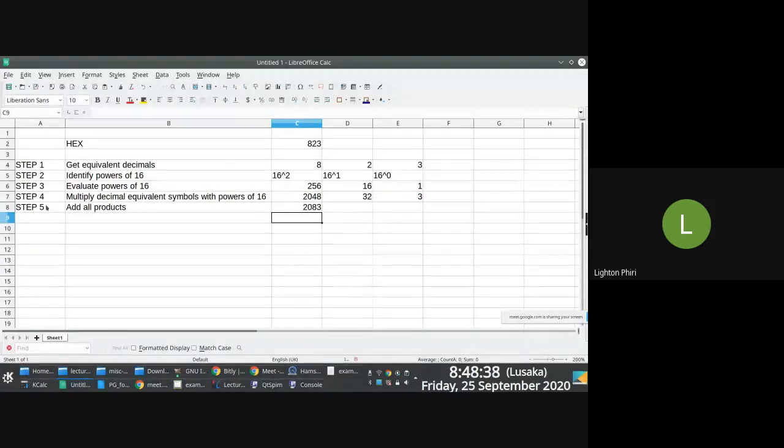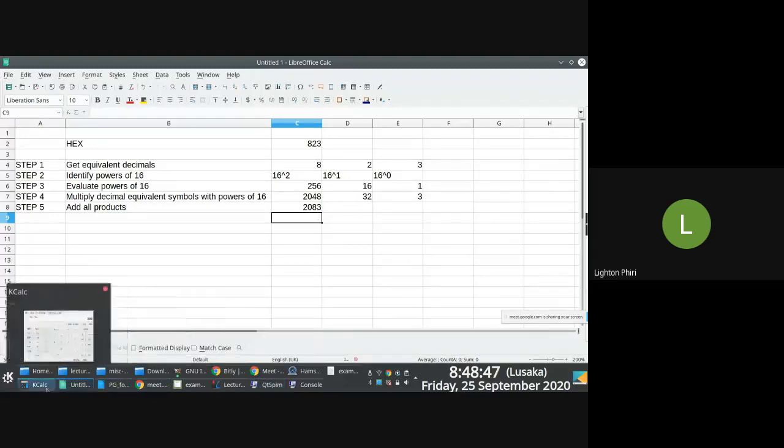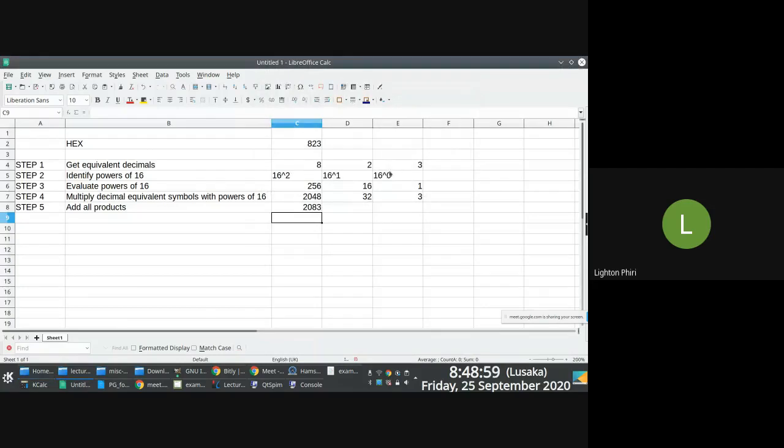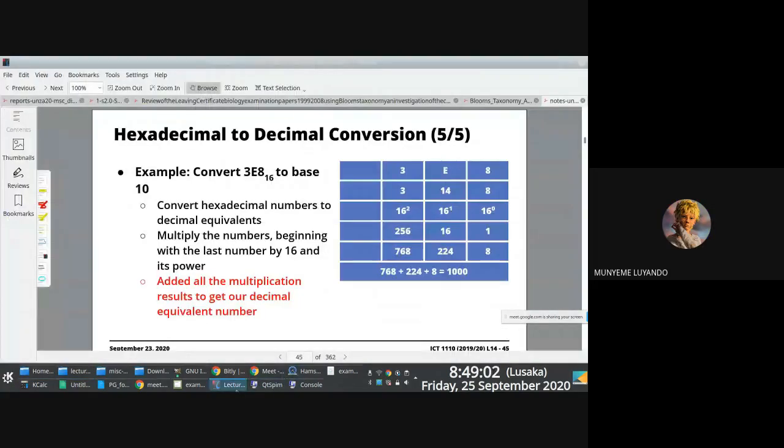Then you get that. So here's the thing, 823 base 16 is equal to 2083 base 10, right? And of course, if you have a calculator, you could convert 823 to the equivalent decimal number. The key thing is just to ensure that you follow through with the steps, you master the steps, and then you should be fine.